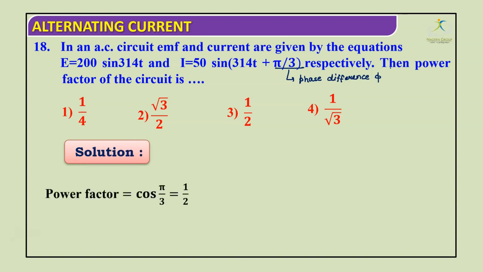We know the formula: power factor is equal to cos phi. Here the value of phi is pi by 3, so I put pi by 3 instead of phi. After solution, the result comes 1 by 2. So the correct option is 3.